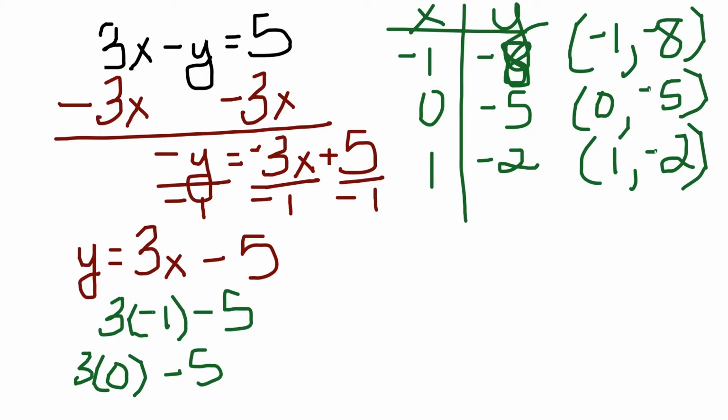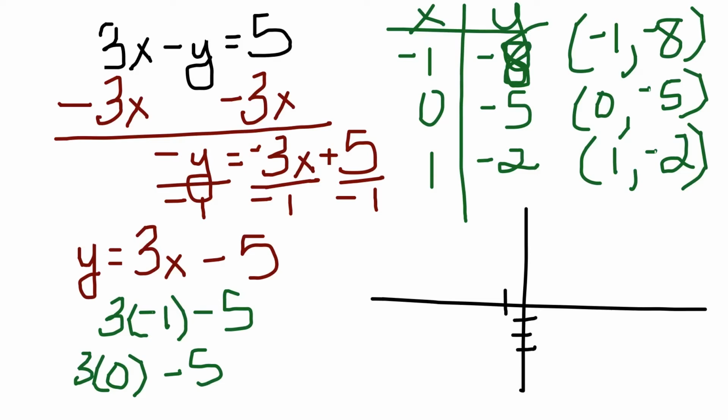So let's plot this. If I put this on the coordinate plane, I end up with negative 1 and then down 1, 2, 3, 4, 5, 6, 7, 8, way down here. Then 0, negative 5, down 1, 2, 3, 4, 5 here. And then 1, negative 2 here. And here is my line. You can see that it's going to keep going in this direction as well.